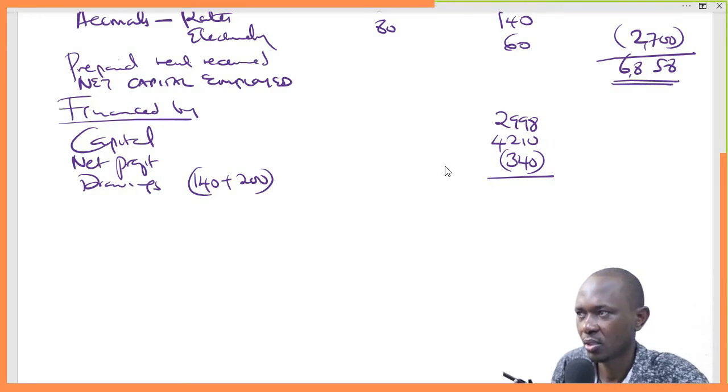Sorry for this. Because we don't have any other thing, naturally what we are supposed to do is take this, then we add long-term liabilities. Now, this question doesn't have long-term liabilities.